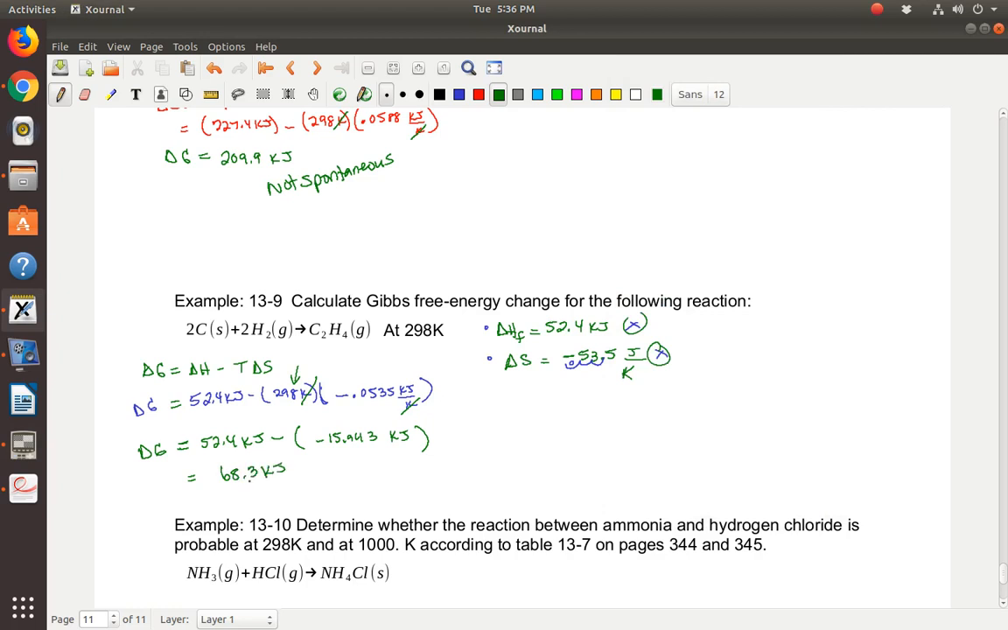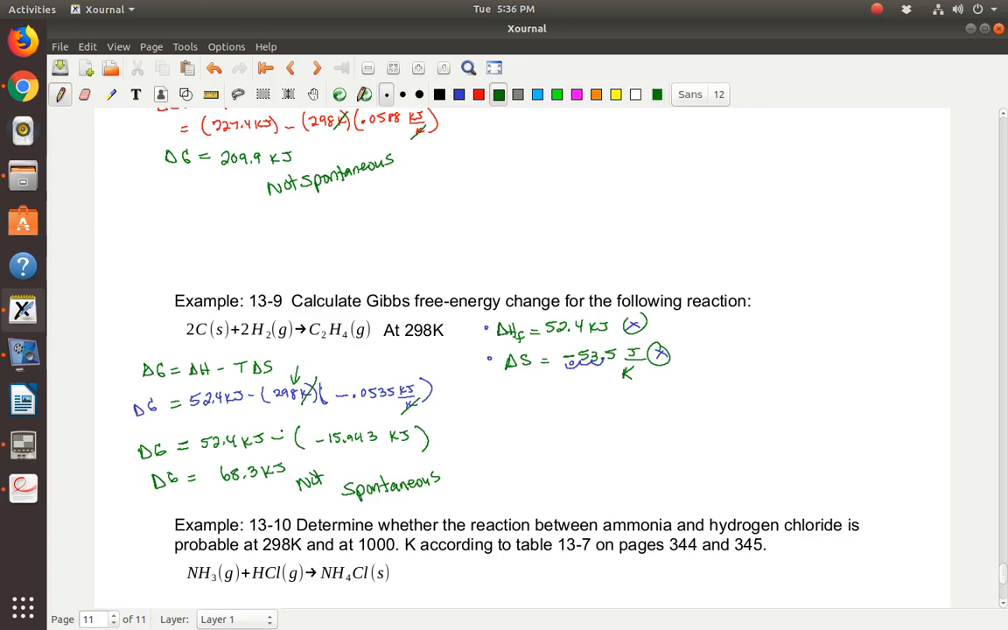68.3 kilojoules. Okay, so delta G is positive. This is also not spontaneous. That makes way more sense. Okay, that's what I get for trying to just look at it and not work it out. When I work it out, I find the right answer, and I was just looking in the wrong spot. So this is also not spontaneous.